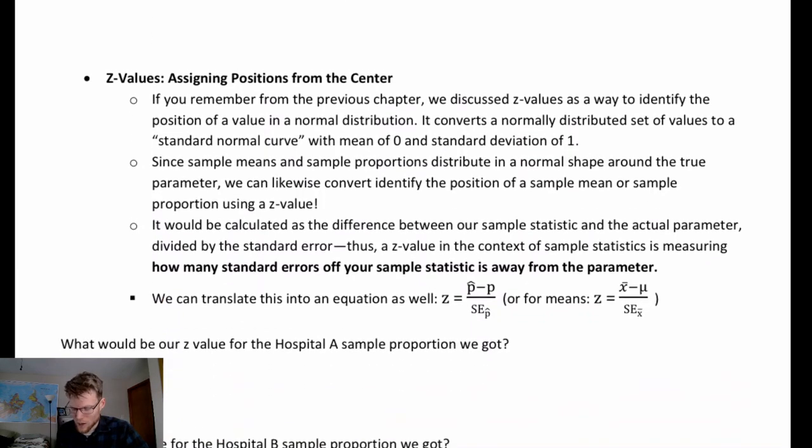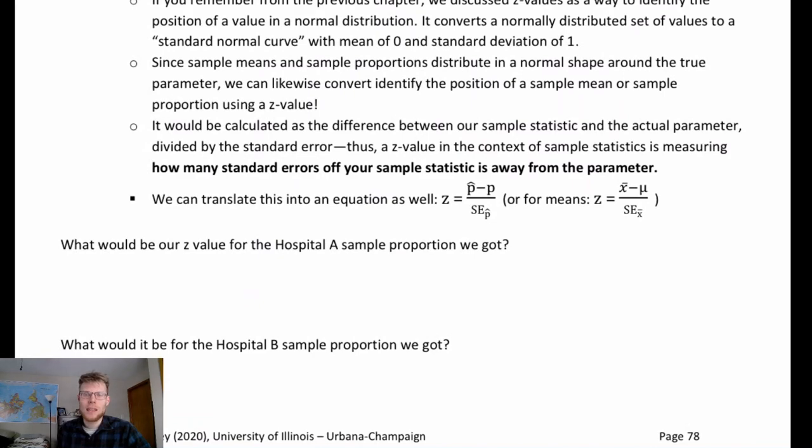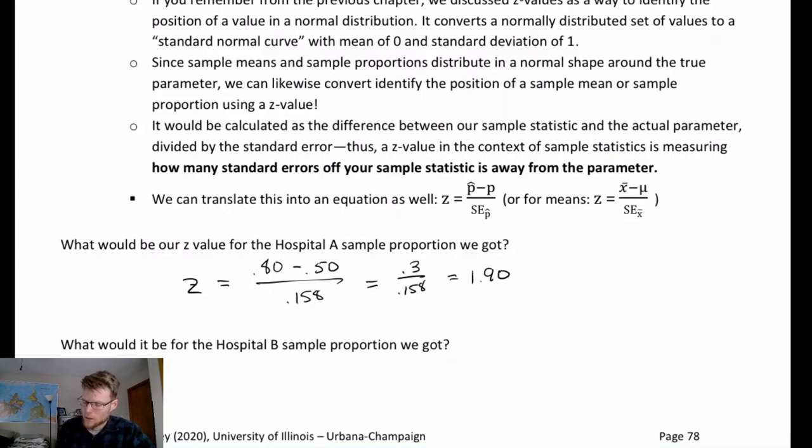So I think it's really helpful to talk about this in the context of the hospital situation. If I think about each of my sample proportions here, I can assign a z-value to identify where it falls in that normal distribution around the parameter. So what would our z-value be for the hospital A sample proportion that we got? We got a sample proportion of 80%. We're comparing that to a true proportion of 50%. And our standard error of p hat was 0.158. So that's going to be 0.3 divided by 0.158. And that's going to come out to about 1.90 approximately. So I'm about 1.90 standard errors above what I would expect to get.